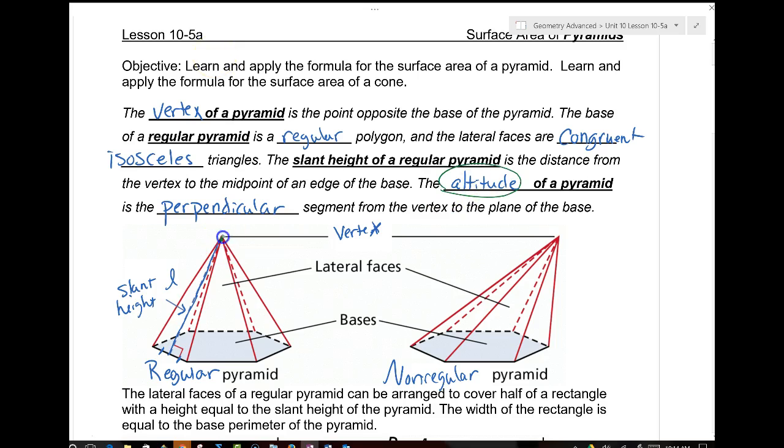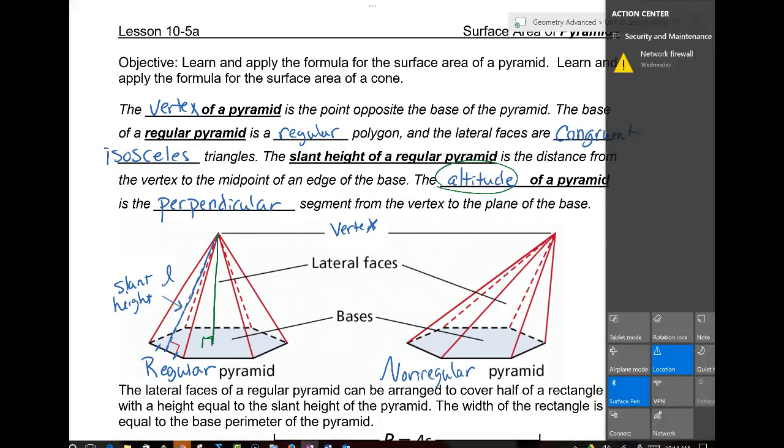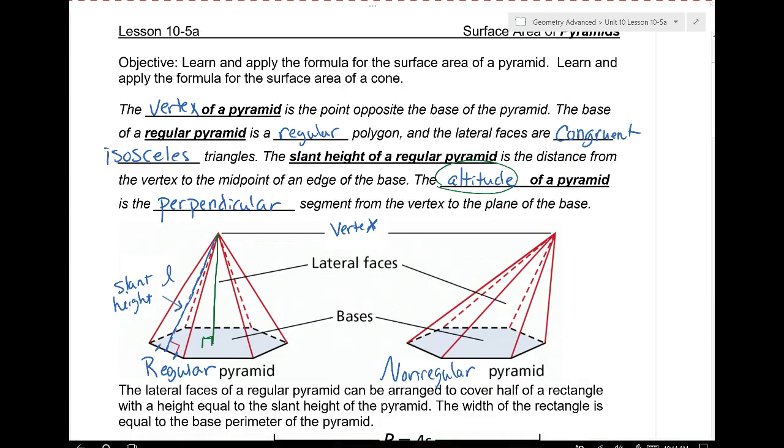That means I go from the vertex and I go straight down. That's going to be a perpendicular segment. So this would be your altitude. Now, where does that hit on the regular pyramid? It goes back to the center, right, smack dab in the middle. It goes to the center of your regular polygon.